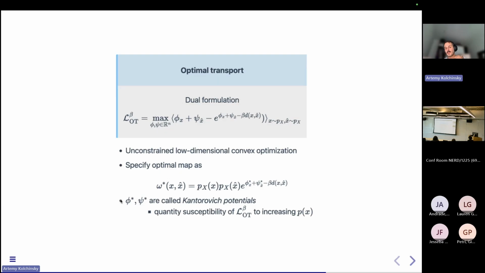In our case, these quantify the susceptibility of the objective to increasing the probability of the walker, in my example, being in a certain state. That's why I said these give us a notion of which states are more costly, because they say, if I increase the percentage of the time that the walker is in a given state, how much does the cost go up? That's a natural way to quantify which states are worse.